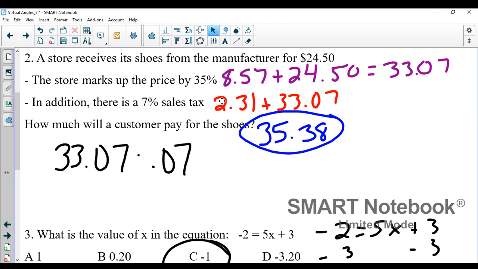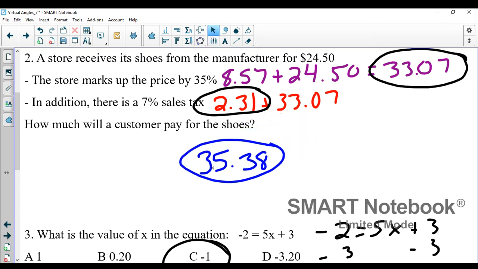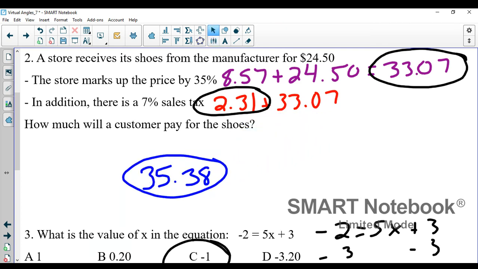To get to the final answer, we take the price after the markup, which was this $33.07, plus the sales tax. We add those together and we get a total price of $35.38. And that makes sense when you think about it because the original price was $24.50. It increased by a significant amount with the markup here, and it increased some more with the sales tax.